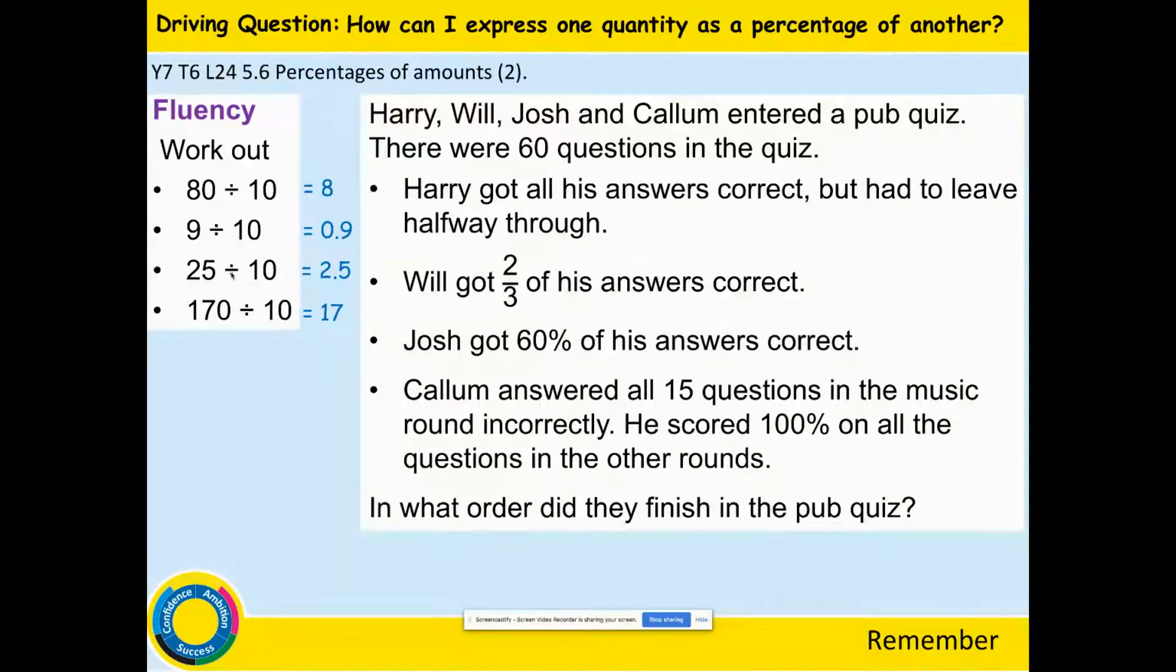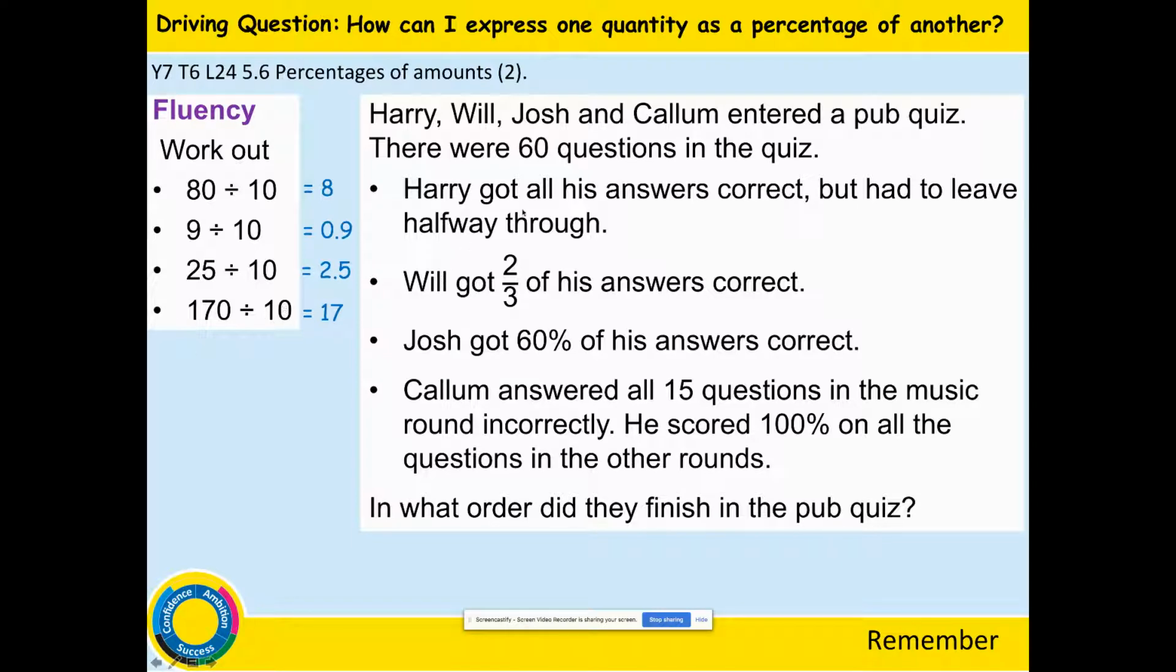Right, Harry, Will, Josh, Callum enter the pub quiz. There are 60 questions in the quiz. Harry got all of his answers correct, but had to leave halfway through. Will got 2/3 of his answers correct. Josh got 60% of his answers correct. Callum answered all 15 questions in the music round correctly, and he scored 100% on all the questions in the other rounds. In what order did they finish in the pub quiz?